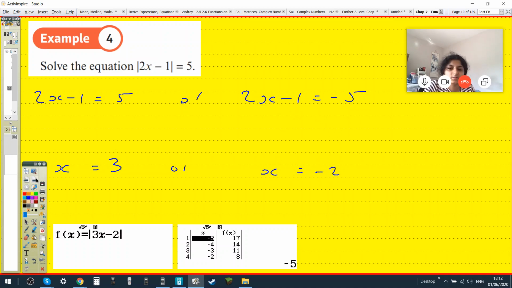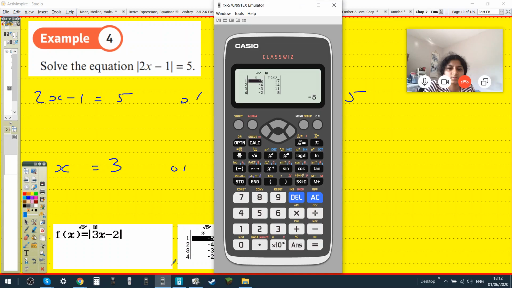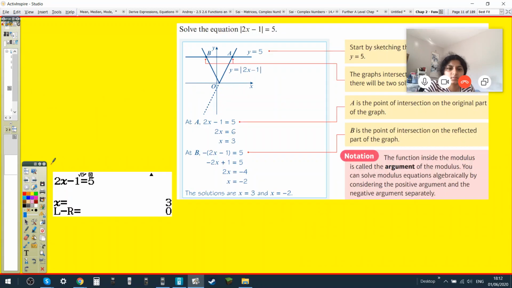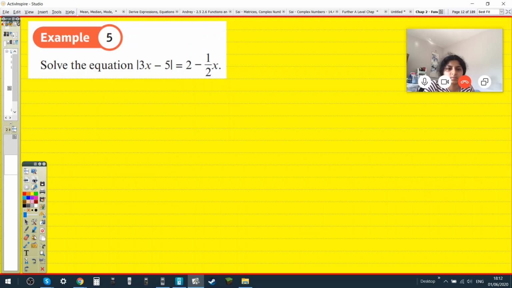Minus 2. I should just as well... Nah, oh bother. I put it in my calculator. No, I didn't. I left something out. They did it graphically. Nah, let's just keep it simple.